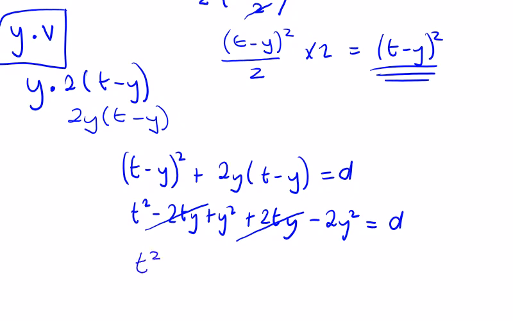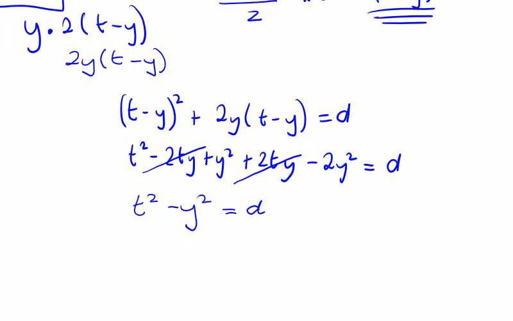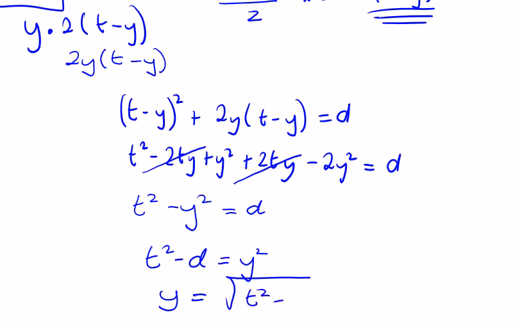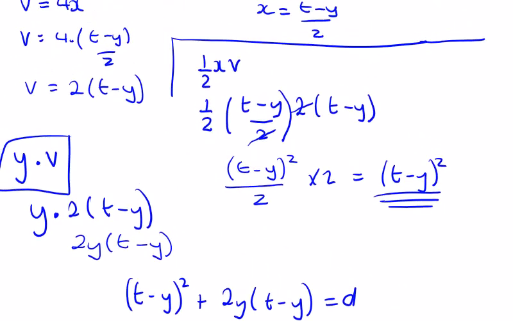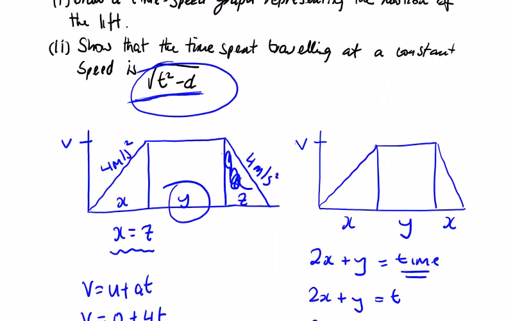So what's that going to leave me with? t squared minus y squared is equal to d. So we're looking for y, so t squared minus d is equal to y squared, which leaves me with y being the square root of t squared minus d. Is that what they were looking for? Yes, y is equal to the square root of t squared minus d. So that's the end of uniform acceleration. Practice all these questions till you become the masters of your own destiny.